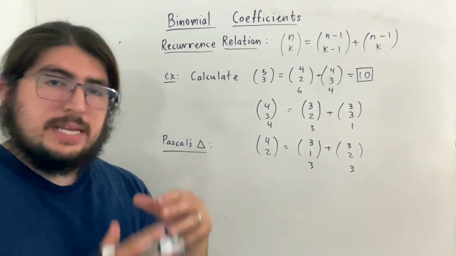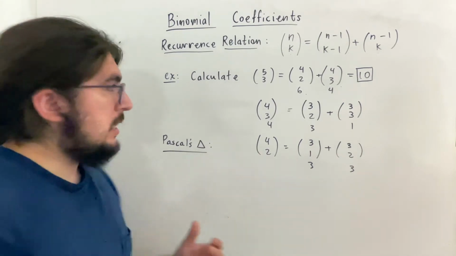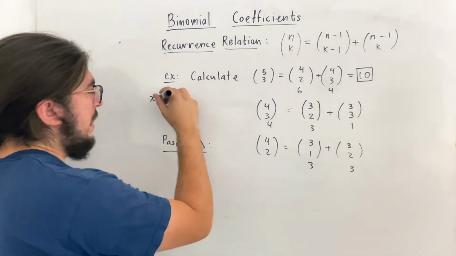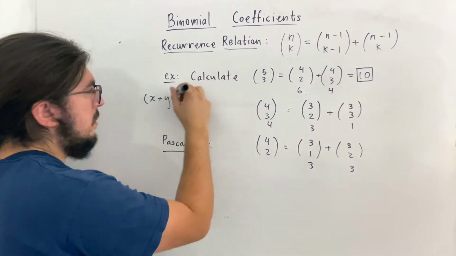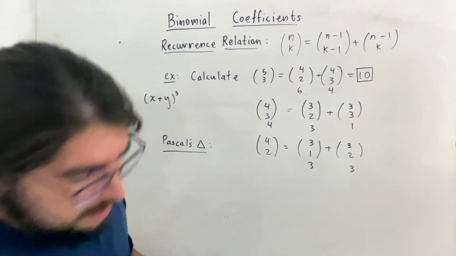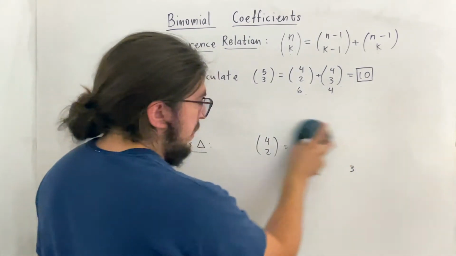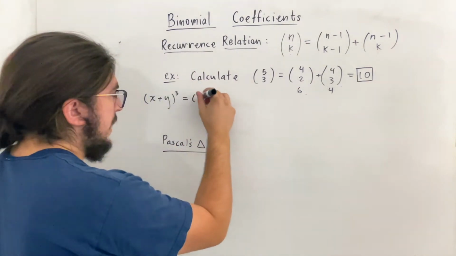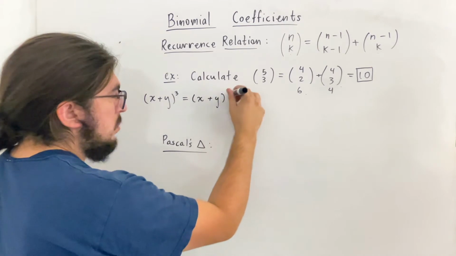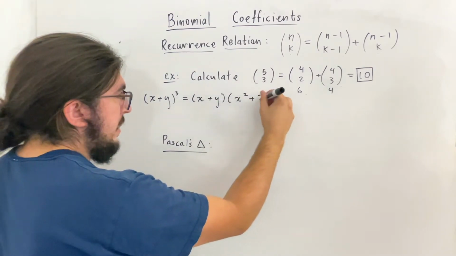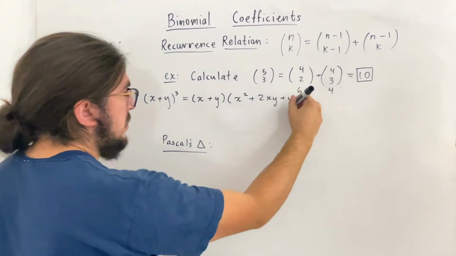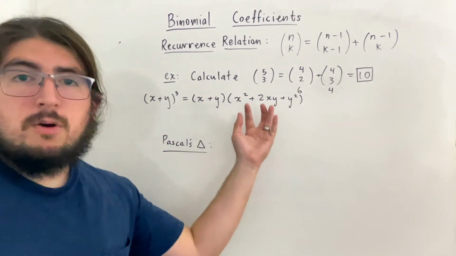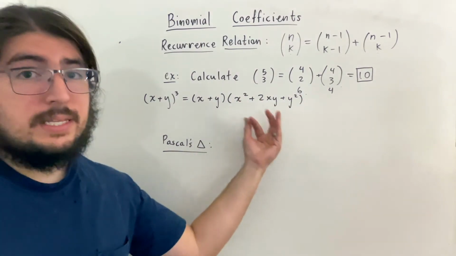If you go back to the expansion of things and how I expanded, if you don't remember, we did x plus y to the third. Let me erase this for space. And what we actually ended up doing is we expanded this as x plus y multiplied by x plus y squared. Now, x plus y squared expanded is x squared plus 2xy plus y squared. So these are actually the binomial coefficients for x plus y to the second power.